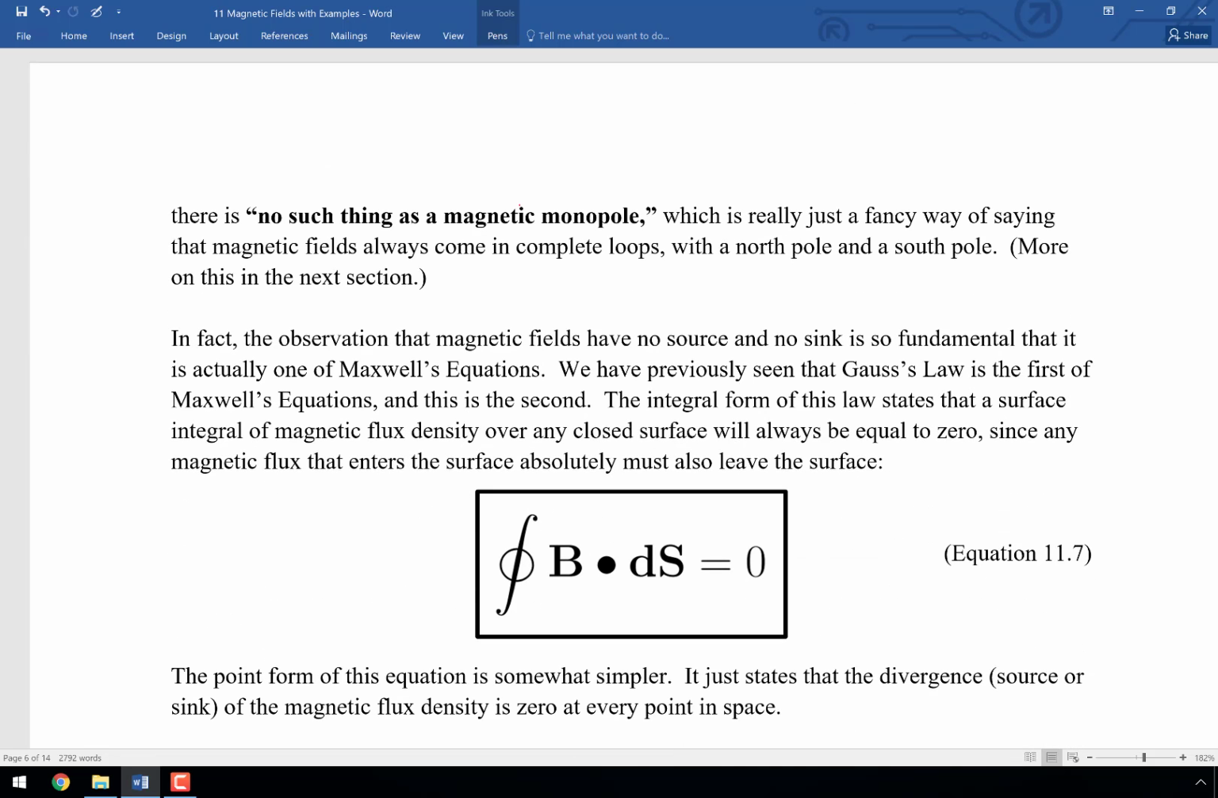In fact, we can represent this by saying that if you have a closed surface integral, so let me indicate, let's draw a sphere.